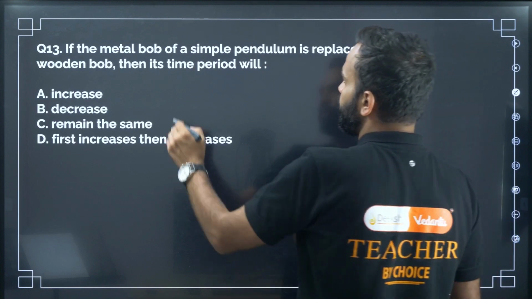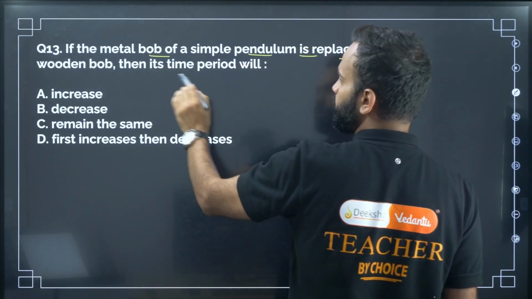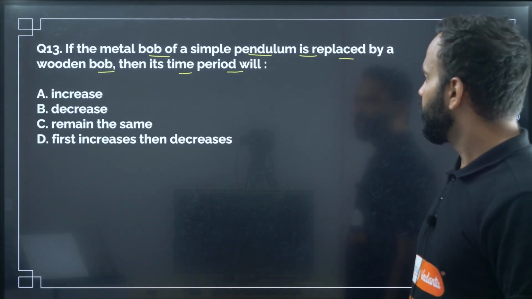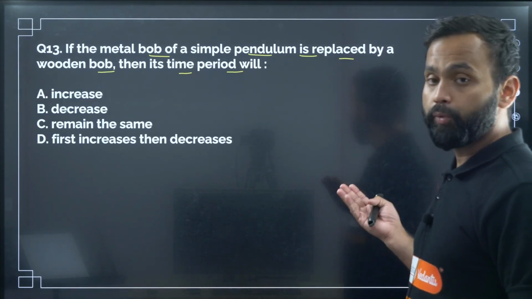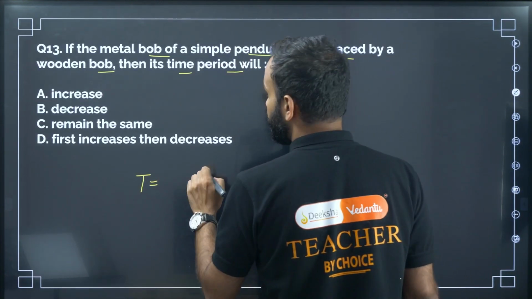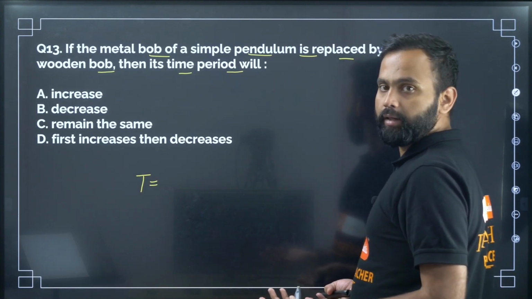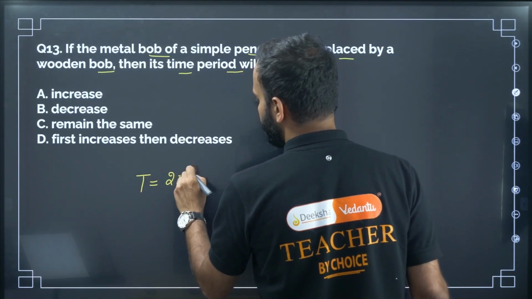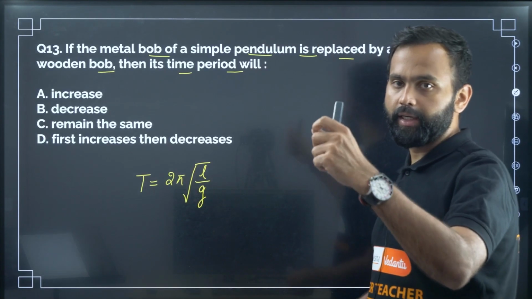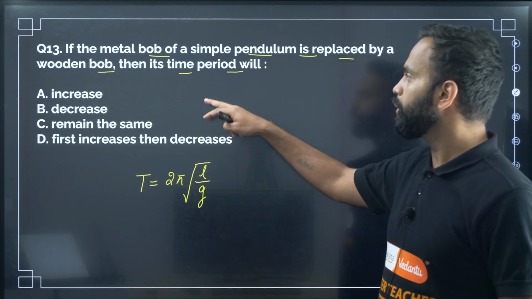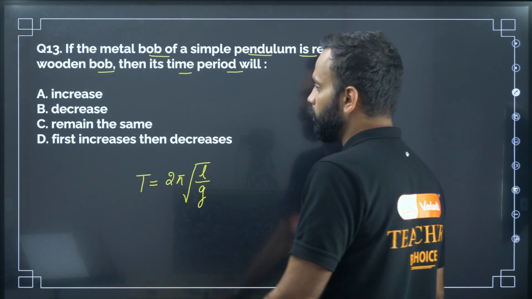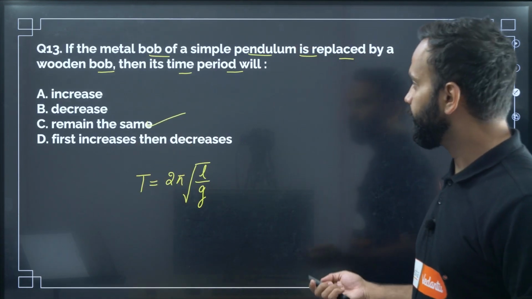Question number 13. If the metal bob of a simple pendulum is replaced by a wooden bob, then its period will be. So it doesn't matter whether it is a metal bob or a wooden bob. Why? Because the time period of the simple pendulum does not depend on the material of the bob, right? T equal to 2 pi into root of L by g. Time period of the simple pendulum depends on the length of the string and acceleration due to gravity. It does not depend on what metal you are using for the bob, right? So the correct option is C, remain the same.